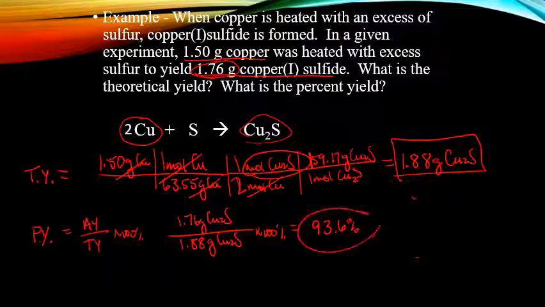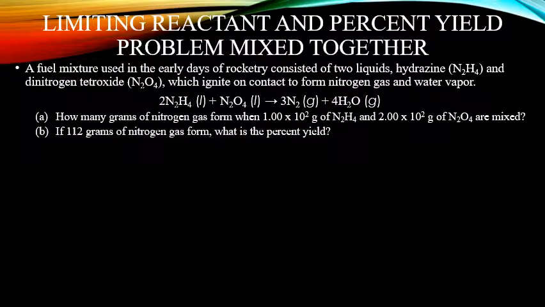93.6%. Okay. Now, unfortunately, we can have problems where we have both limiting reactants and percent yields all wrapped up into one. So let's take a look at one of those types of problems to finish up for today.